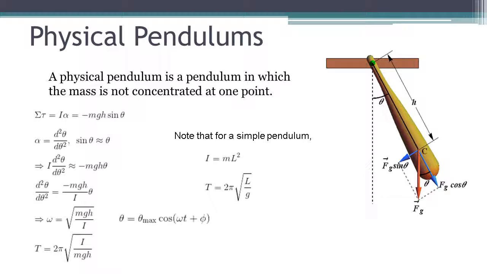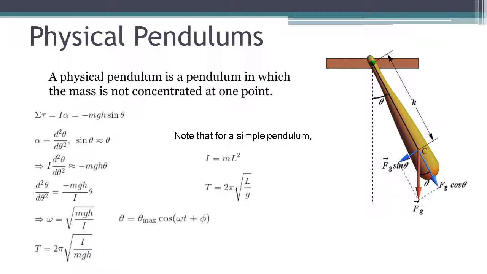For the pendulum shown to the right, we have the torque equal to negative mgh sine theta, where h is the distance from the top of the pendulum to its center of mass, and theta is the displacement in radians. Note that there's a negative sign in this equation because the angular acceleration of the pendulum opposes the direction of theta, which means that it will tend to accelerate back toward the center.